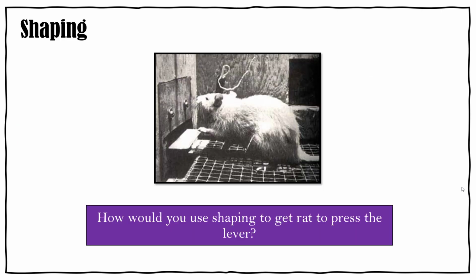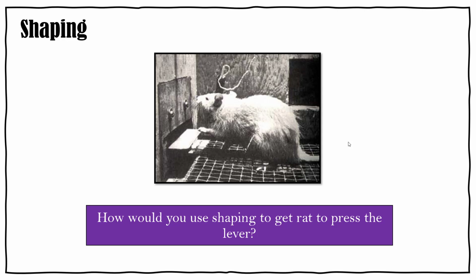So I want you guys to think of, how would you use shaping to get a rat to press a lever in a Skinner box? So you put the rat in a Skinner box, and if you just wait for trial and error to occur, you just wait for the rat to press a lever, you're probably going to be waiting a really long time. So shaping up this response is more effective and more efficient. And so I want you guys to think about how you would actually do that.